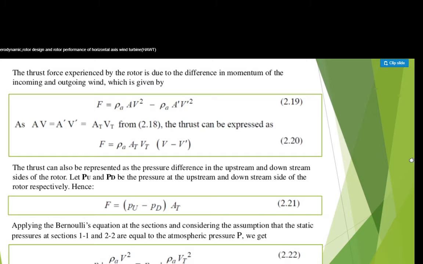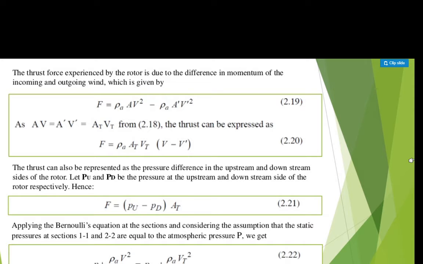Now, the thrust force experienced by the rotor is due to the difference in the momentum of incoming and outgoing wind, which is given by F is equal to rho A V squared minus rho A dash V dash squared. A1 V1 is equal to A2 V2 according to the principle of continuity. AT VT from the thrust can be expressed as F is equal to rho AT VT times V minus V dash.